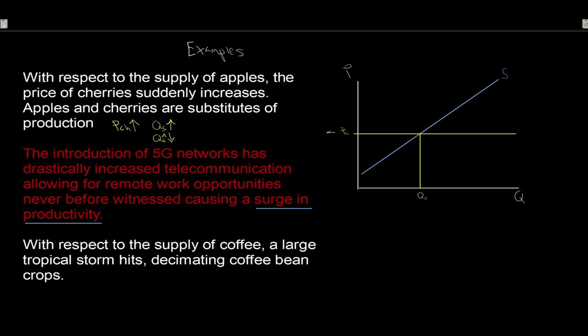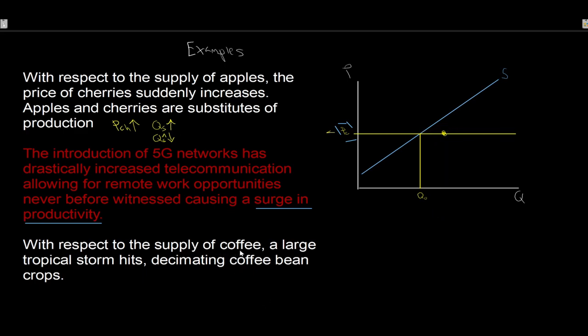Surge in productivity. That is for the same price, ceteris paribus. All of a sudden, I am more productive. If I'm more productive, I'm able to produce more stuff. So my quantity has increased, Q1. I find myself out there now. If I'm out there now, my supply curve has shifted to the right. Okay, what about the next one?